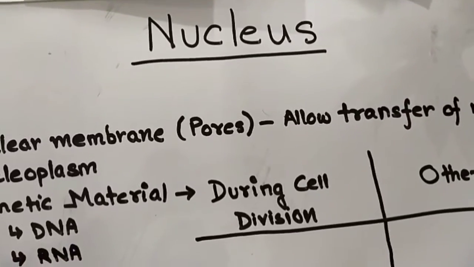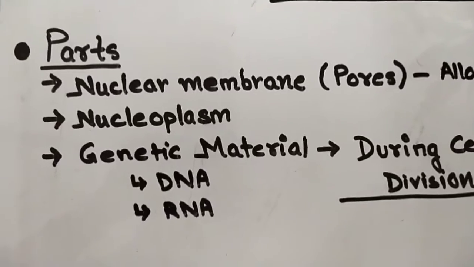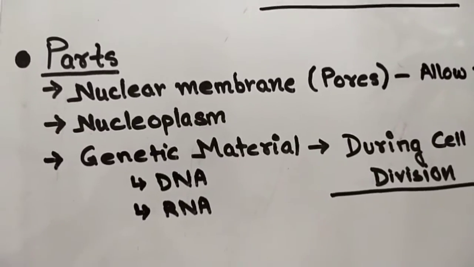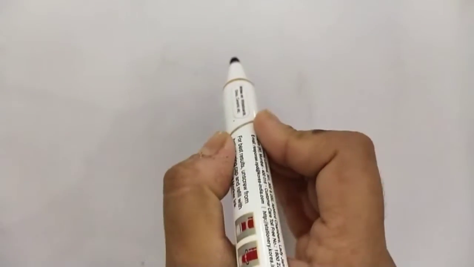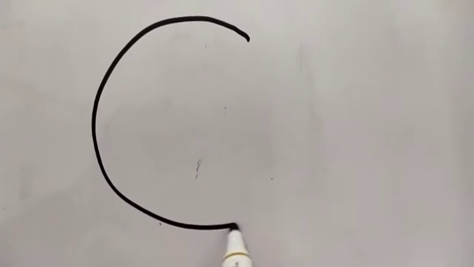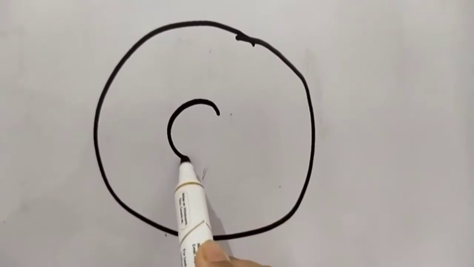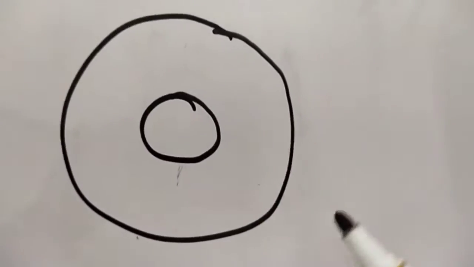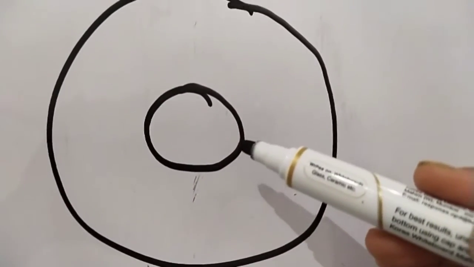Today we discussed the nucleus. First we will see the different parts of a nucleus. The first thing is the nuclear membrane. In a cell, if we consider this as the cell, we denote the nucleus as this. This is the cytoplasm, this is the plasma membrane, and this is the nucleus.